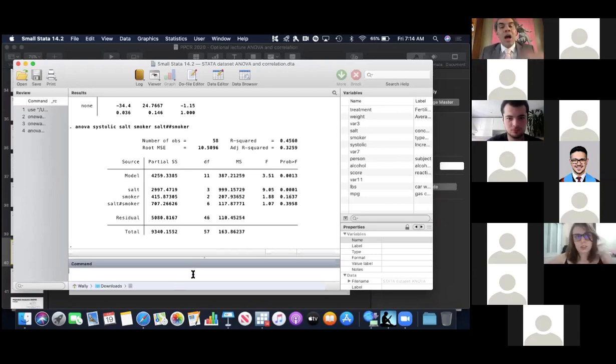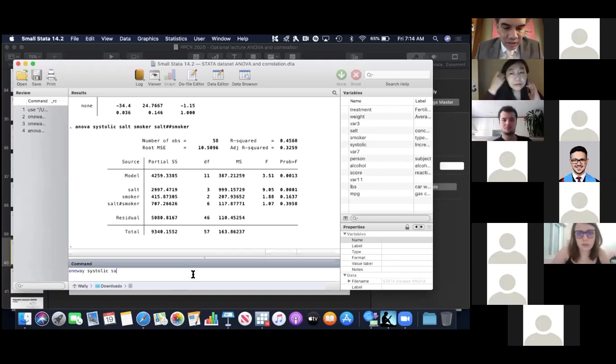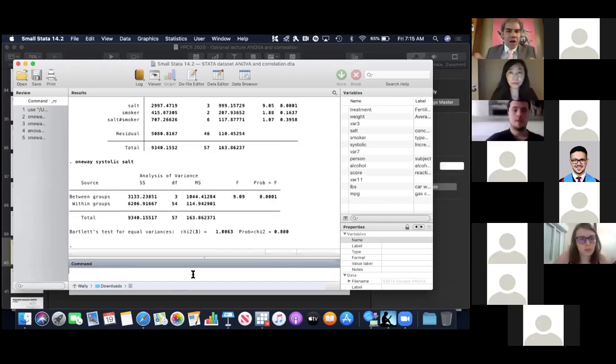So I'll do a one-way ANOVA with a Bonferroni. Just look at this. One-way systolic salt. And we have my one-way ANOVA only of the salt part, okay? Which says that my probability is the same. It says that that one group is different from the others. I don't know why. What group? And now I'll do the Bonferroni, okay?